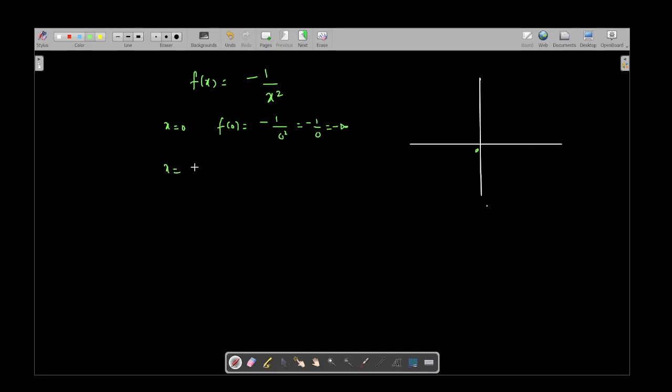Let us put x is equal to plus 1. So f of 1 is equal to minus 1 over 1 square, which is minus 1. So at 1, it is minus 1. Let us take this as minus 1.